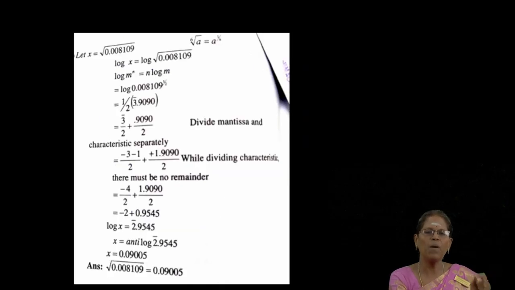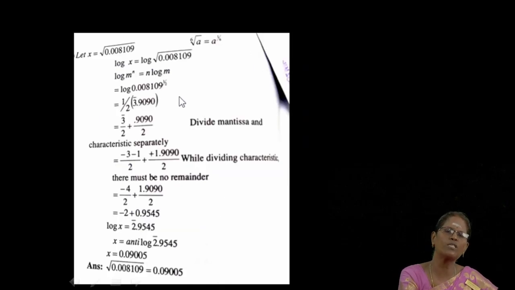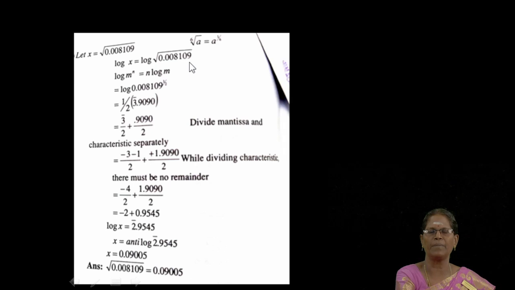Now, with the help of the logarithm book, how to solve a problem. What they have asked is the root of 0.008109. We have to solve this problem with the help of log. Let us keep the answer as x. Now take log on both sides. So log x is equal to log of this number.